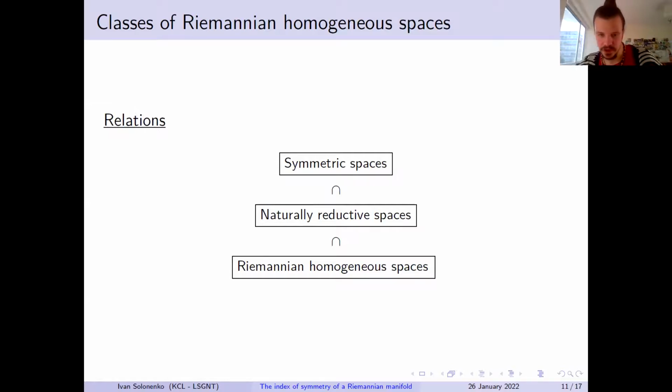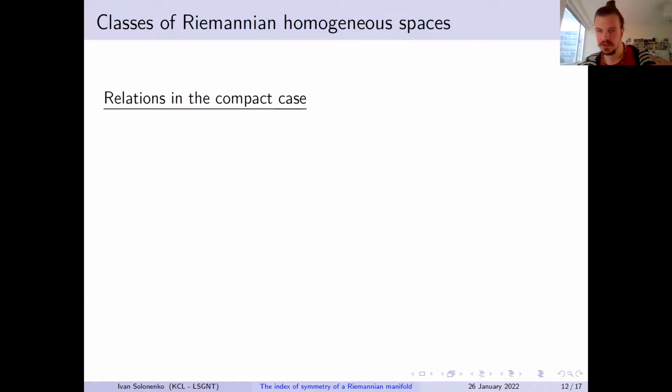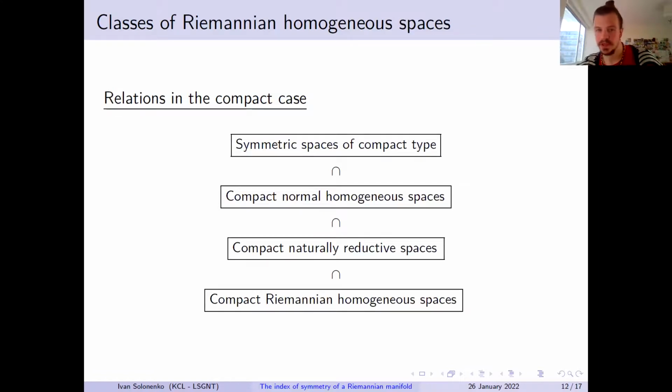So we can change the picture. If we restrict to the compact situation, then you have symmetric spaces of compact type. They are compact normal homogeneous. Those are compact naturally reductive, and those are compact Riemannian homogeneous. So many words compact here in the picture. So yeah, these are some nice subclasses. The index of symmetry, all this situation is obvious for symmetric spaces. There is nothing there to study. And it's too complicated for just the Riemannian homogeneous situation. So you must look at these classes in between. That's why I've defined them. Any questions here?